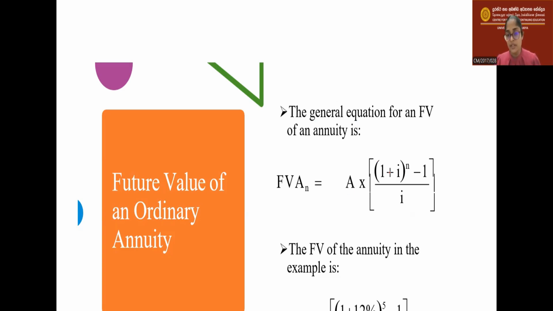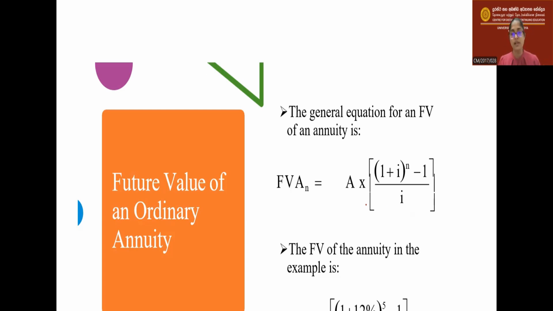Then look at the formula: 1 plus i to the power n. There is no negative n here, just plus n, minus 1, divided by i, and the whole thing multiplied by A. If you are to find the future value of an ordinary annuity, take A, your principal amount, multiplied by 1 plus i to the power of n, minus 1, divided by i. Don't confuse it: get the answer for 1 plus i to the power of n minus 1, divide by the interest rate, and then multiply the whole by the principal. So these formulas are very easy to memorize. Therefore, this is the future value of an ordinary annuity.